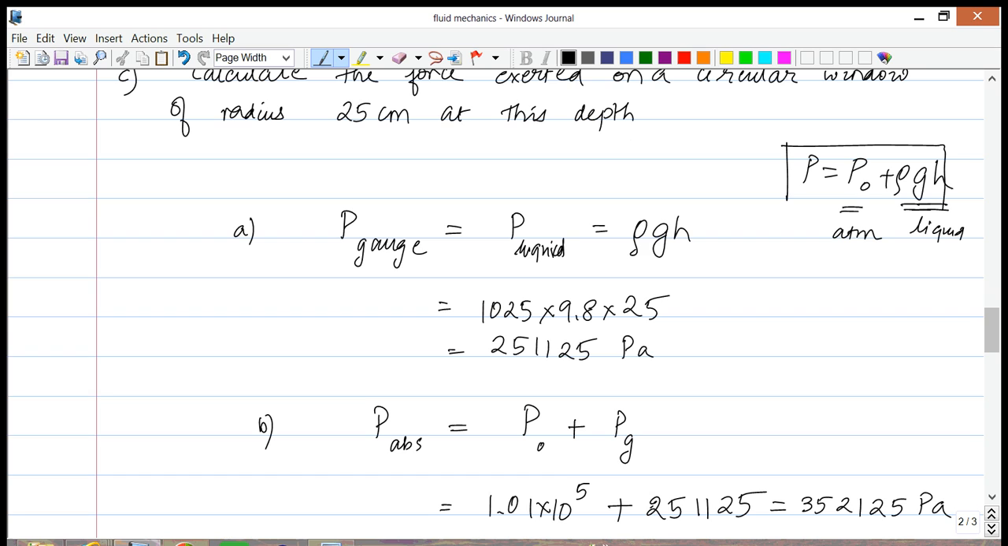Or you could also be given the force, and then you would be told to find the height, the depth, or maybe the value of the density for the liquid. It all comes from this simple, straightforward equation, along with the definition of the pressure, which should give you a lot of the stuff.